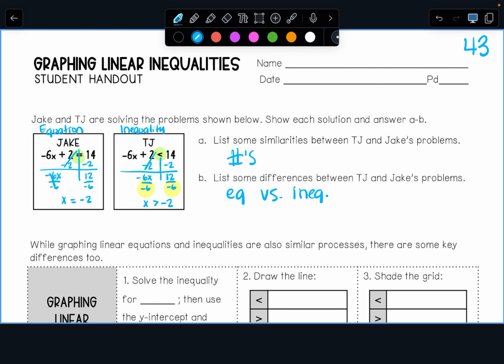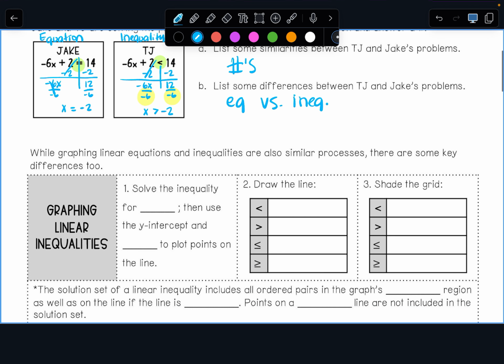Yesterday, I just wanted you to focus on the graphing part. So I gave you all inequalities that were solved for y. Because I just wanted you to focus on the way you draw the line, the way you shade the line, the way you graph the line. Got it? Today, you're going to add a little bit more on top of that. So, same thing though. Graphing a linear inequality. First thing you want to do is solve the inequality for y. Okay? Then use the y-intercept and slope to plot points on the line, okay?